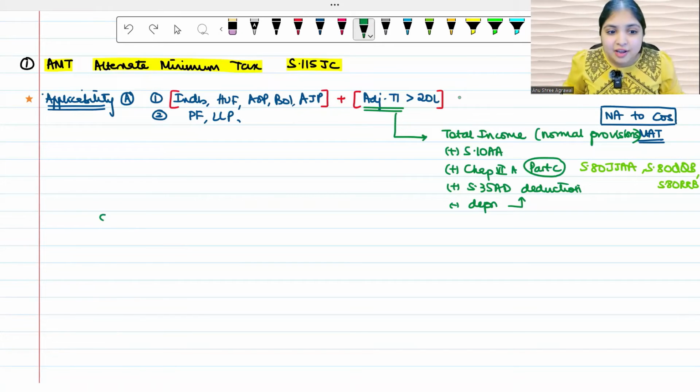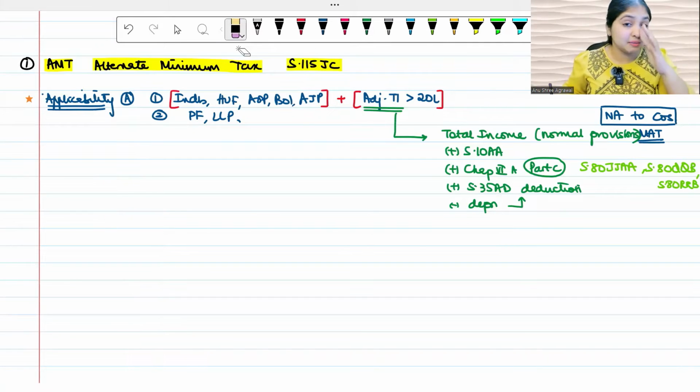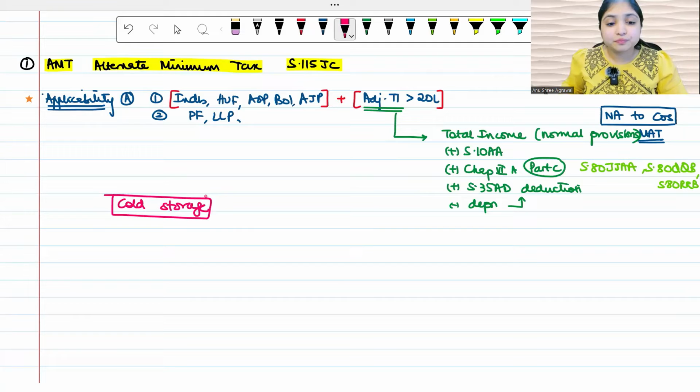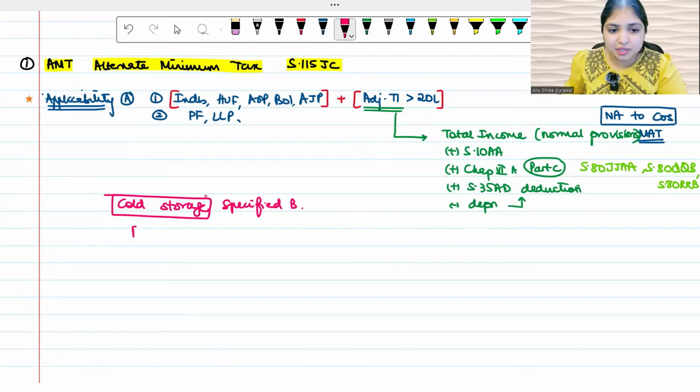See, earlier, let me give you some clarity. We had covered all this in our PGBP chapter. But just in case you have forgotten about it, let me give you a small revision. Let us say my assessee is carrying on a cold storage facility, and this is a specified business under section 35AD. Now this assessee purchased a building for the purpose of this cold storage facility. Let's say he spent 10 lakh rupees and purchased this building.